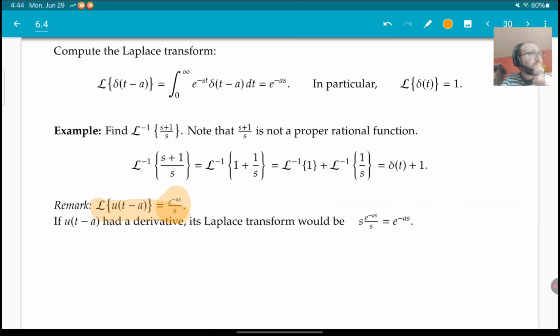But think about what happens with the Laplace transform when you take a derivative: you multiply by s. Now, if you take this guy, e to the minus as divided by s, multiplied by s, you get e to the minus as, and that's the Laplace transform of the delta function that's shifted by a.